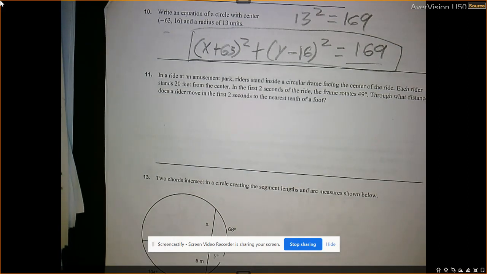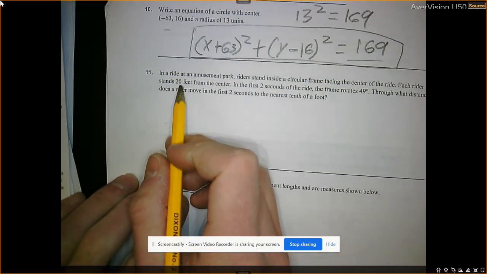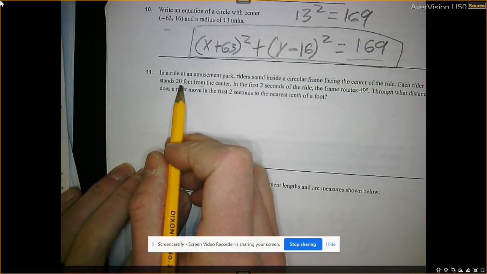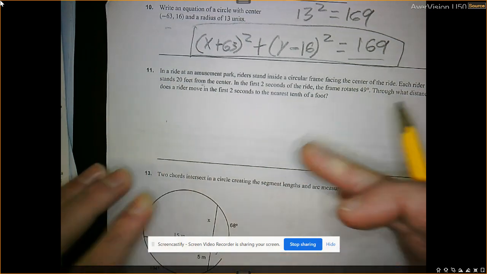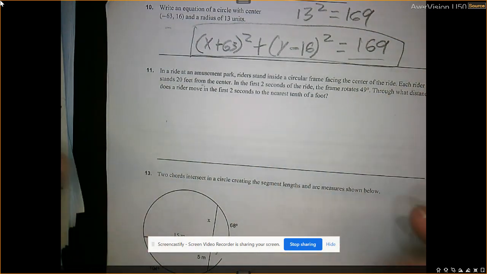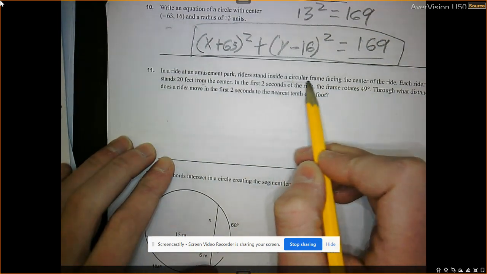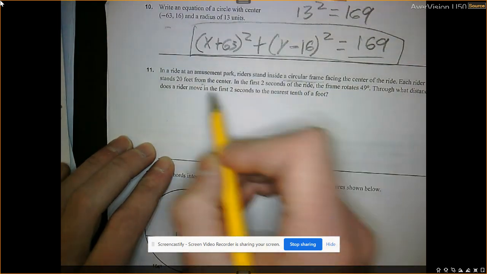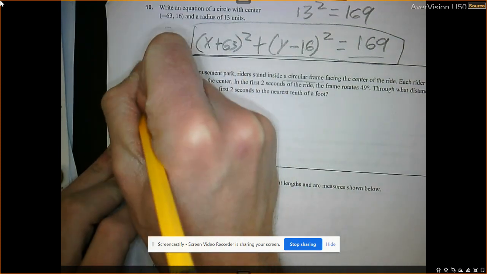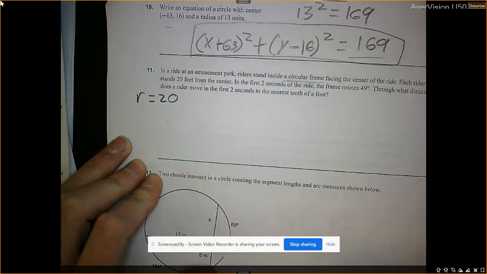Okay, this next one may look a little tricky, but if you really just think about what's going on here, it's not. The math part is not. We just got to figure out what are they asking. Okay, it says each rider stands 20 feet from the center. Okay, and we're talking about an amusement park ride. This is a circle unit, so you can expect it's circular, which it says here. So if it's 20 feet from the center, everyone's 20 feet from the center, that means your radius is 20.